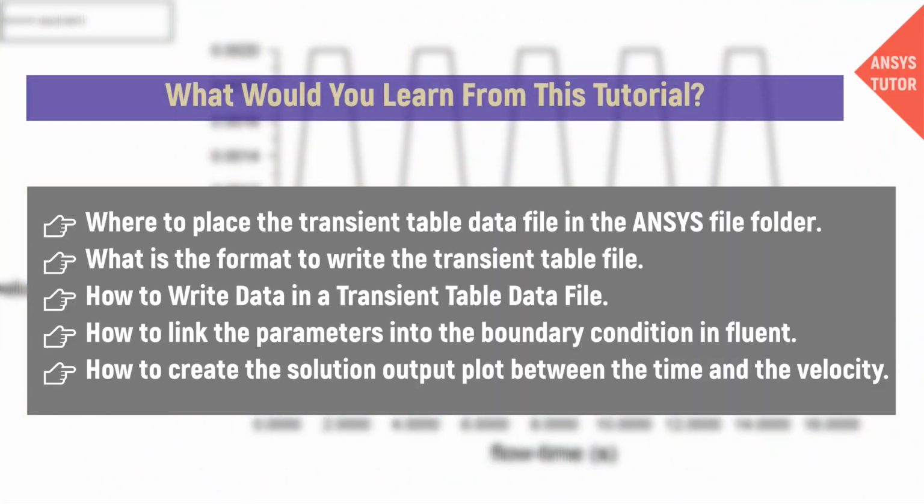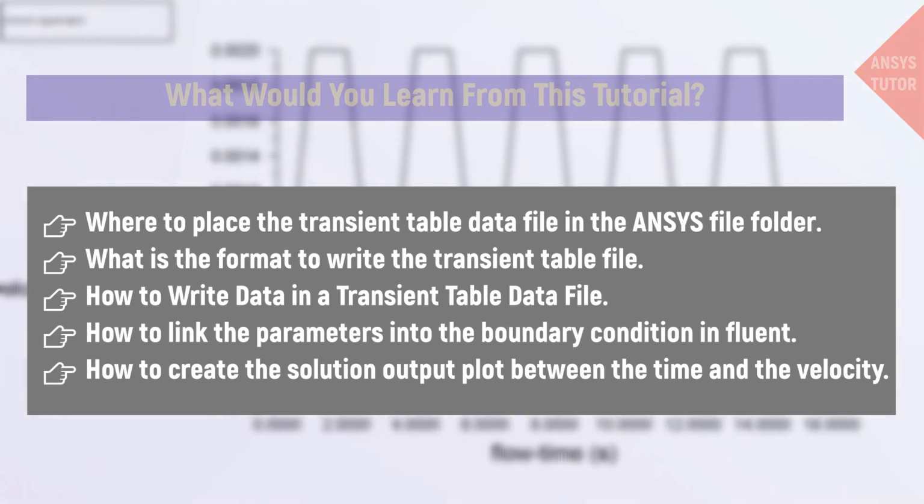Let's know about the objective of this tutorial. At first, you would learn where to place the transient table data file in the ANSYS file folder. Then you would learn what is the format to write the transient table file. You would learn how to write the transient table data for this tutorial setup. How to link the transient table parameters into the boundary condition in Fluent. How to create the solution output plot between the time and the velocity.